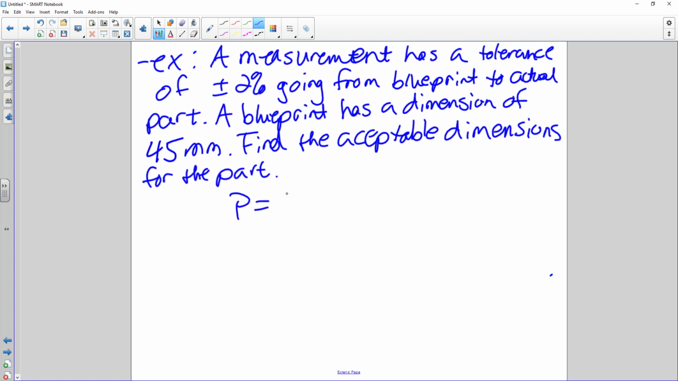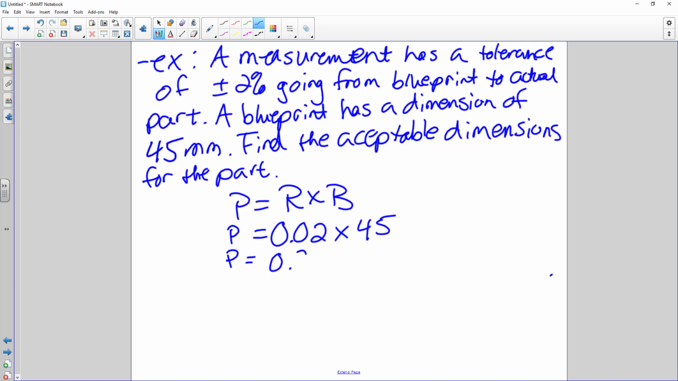So again, part equals rate times base. P equals R times B. So the rate is usually the easiest one to pick out first. 2%, plus or minus 2%. So instead of 2, I'm going to plug in 0.02. The blueprint is 45, so the actual full dimension, that's going to be the base. So I want to figure out the part here. If I take 0.02 times 45, I'm going to get 0.9. So this is getting me the part of the whole amount of the whole 45. So the 0.9 represents how much I can go up or down, how much I can go plus or minus.